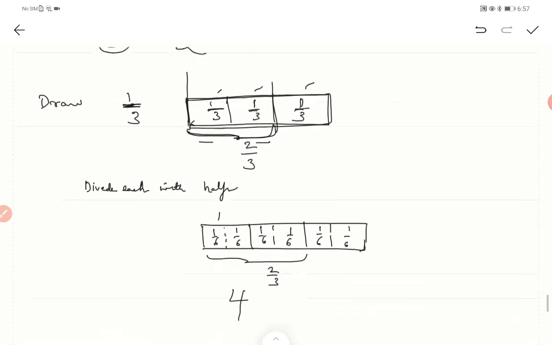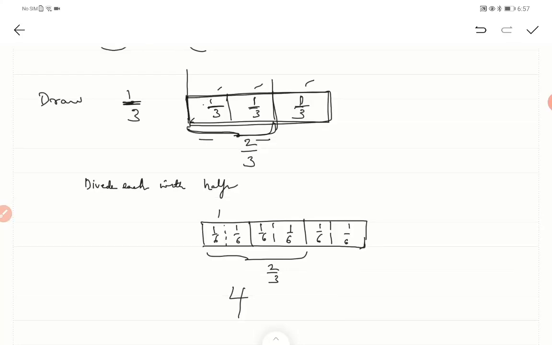To this 2 by 3, you need to again divide by half. So these two, if you divide by half, 1 by 3, 1 by 3. If you divide 1 by 3 into two halves, you will get each as how much? 1 by 6. We just need these four because it is 2 by 3. So we get how many 1 by 6 parts in 2 by 3? We have 1 2 3 4. So the answer will be 4 for you.